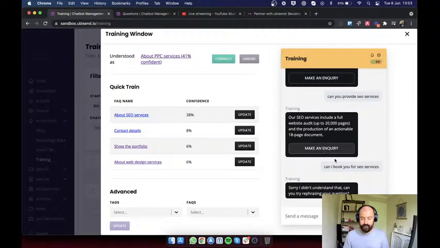So this is an interesting one. Can I book you for SEO services? As you can see, it went through PPC, but it only had a 41% score, and then the next one, which is the right one, had a 38%.